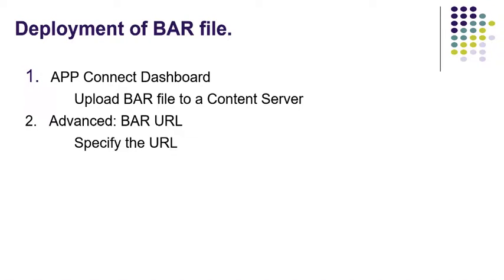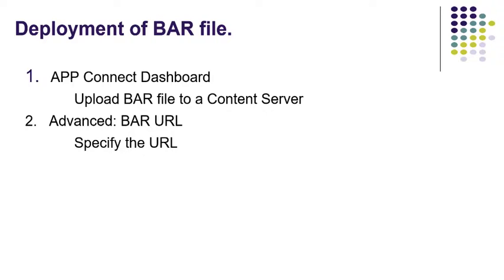Now, when you're talking about the deployment of bar files, you can deploy your bar files in either of these methods. App Connect Dashboard, or the advanced level, which is nothing but using your bar URL. In order to deploy this application, you can make use of this, using your content server, or you can make use of your bar URL. You can specify the bar file that is created.